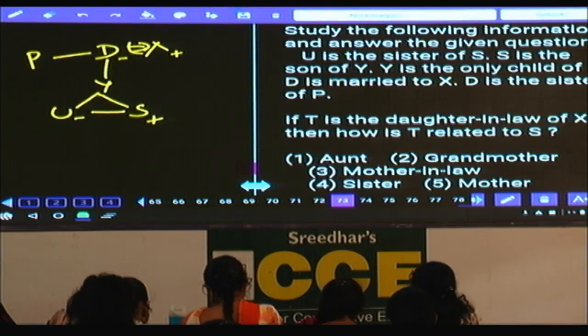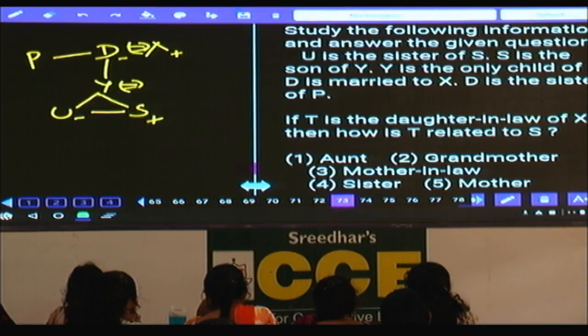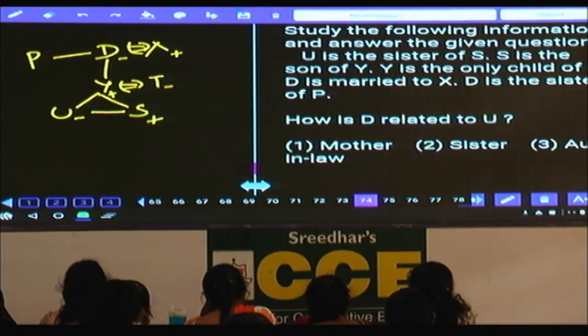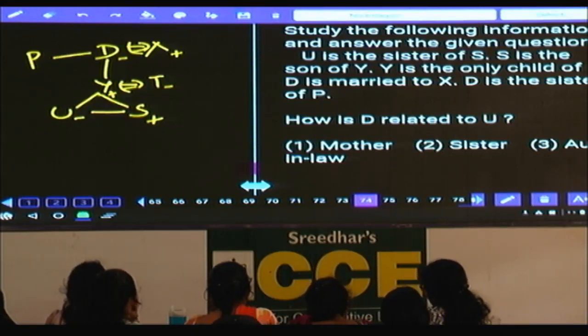Then 73. If T is the daughter-in-law of X, and Y is the only child of D. As Y is the only child and T is the daughter-in-law of X, T must be the wife of Y. Y is a male. Then how is T related to S? S's mother. Mother, that is choice 5. Then 74, how is D related to U? U's parents, child. Parents, mother. That is parents' mother is grandmother. Grandmother, that is choice 4.